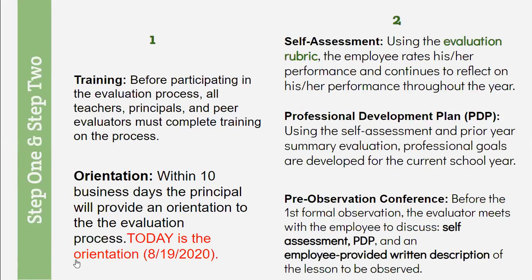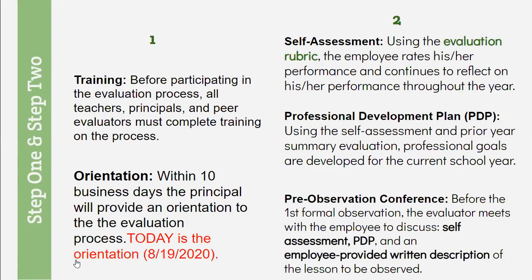We are currently participating in step 1, training and orientation, which must take place within 10 school days. And today is our date. Step 2 is the self-assessment. And self-assessment or self-reflection, it is the first step towards growth and improvement. And remember, that is what this teacher evaluation system is. It is a measure of our growth and improvement over the course of the school year.